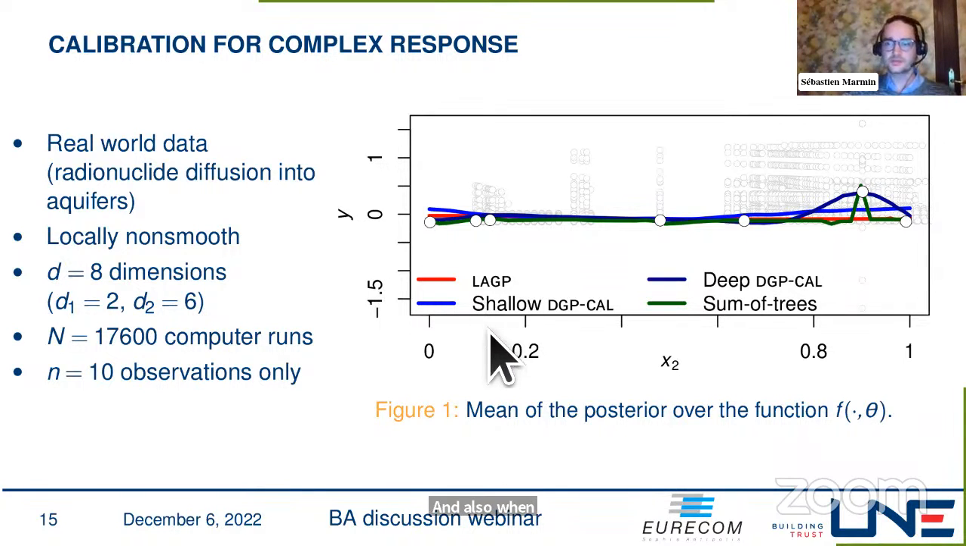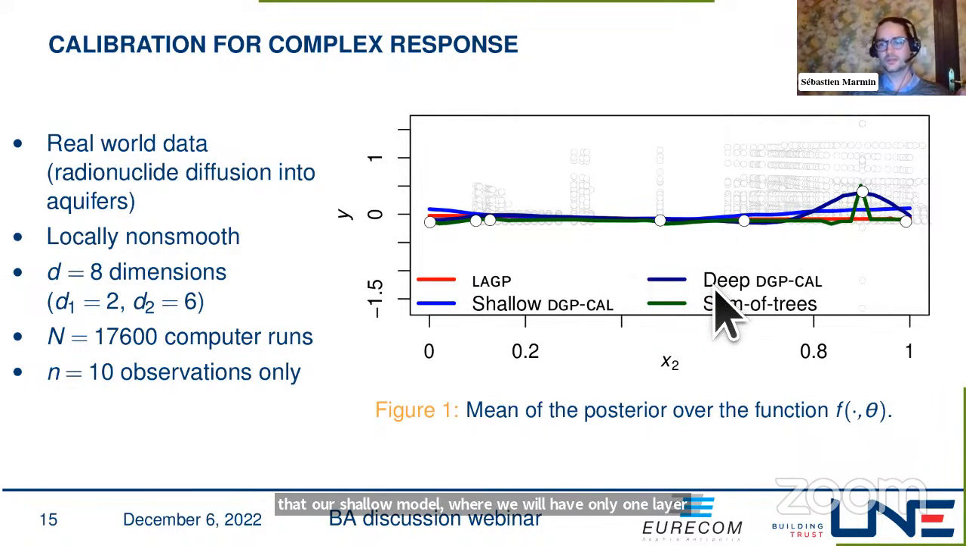And in this experiment, we see that with our shallow model, where we have only one layer, the prediction is bad compared to when we use 2 layers. So 2 layers is already considered deep, and here we have a better prediction.